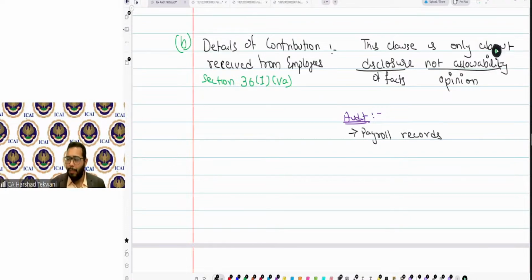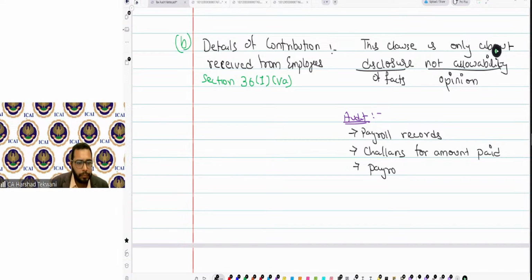Payroll records will help me to understand the various contributions recovered from the employees which fall under this particular category. I should also refer to the challans for amount paid. So this will give me the detail of when the amount was paid and for which particular purpose.